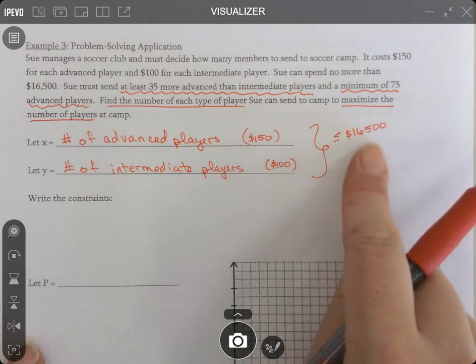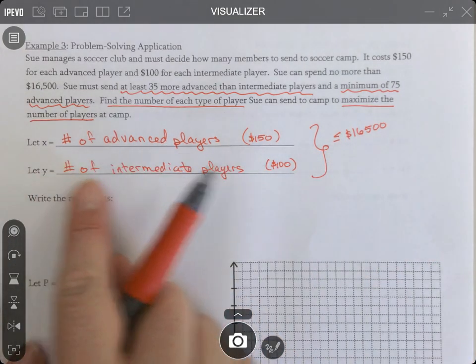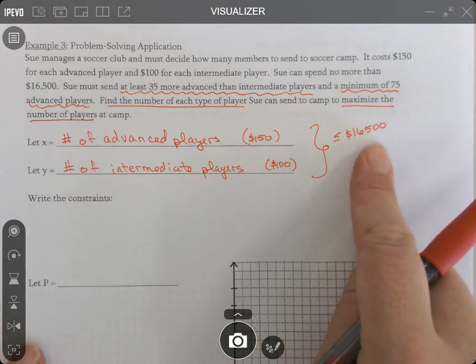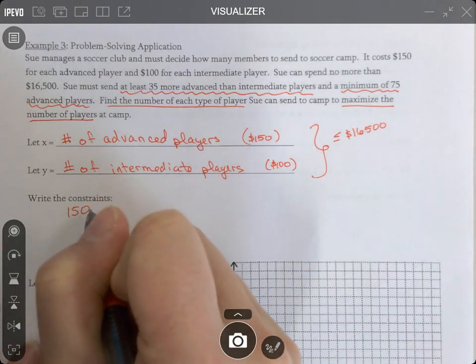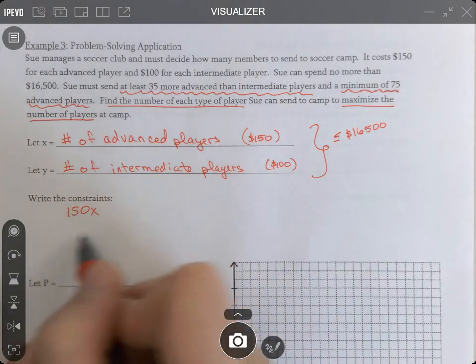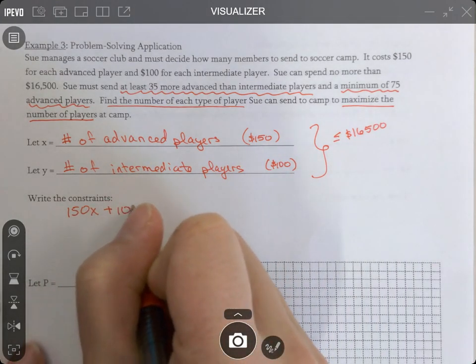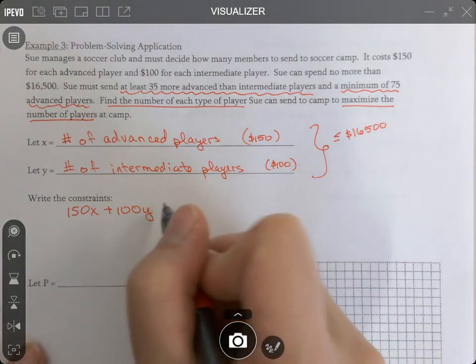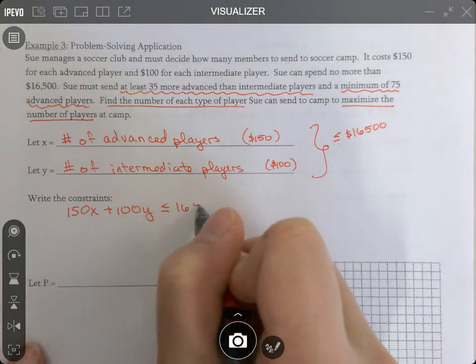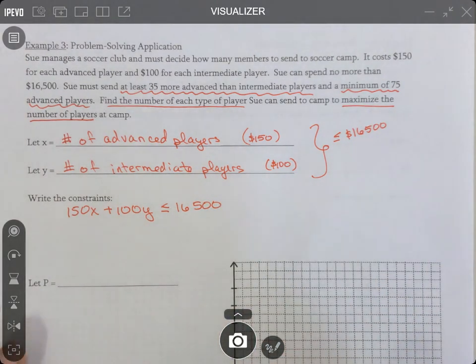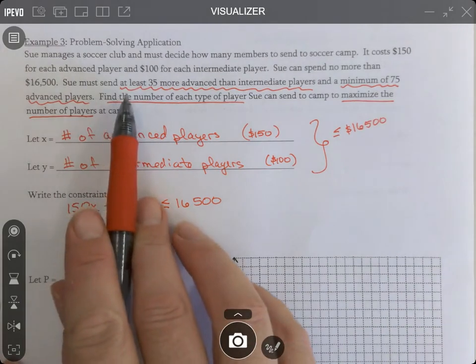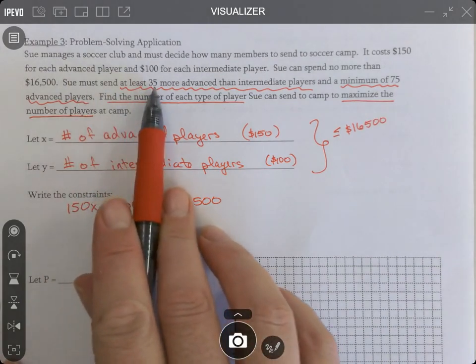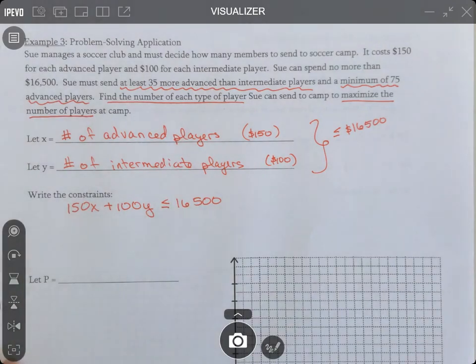So let's start with the total money. All the money spent on advanced players and intermediate players has to be less than or equal to that. So $150 for each advanced player, that's the total money on advanced, plus $100 times each of the intermediate players. The total has to be less than or equal to $16,500. That's one inequality. The other one says she must send at least 35 more advanced players than intermediate. Ideas for that one? Multiply by 35, add, subtract, divide, what?